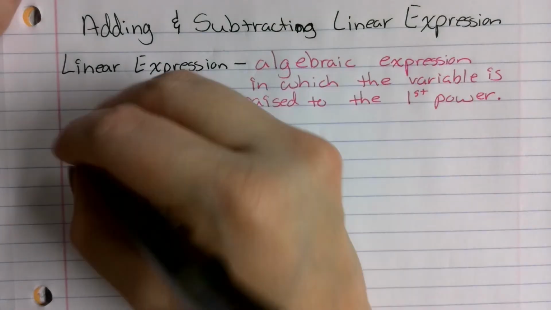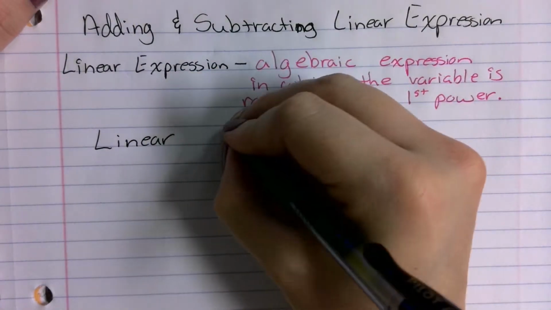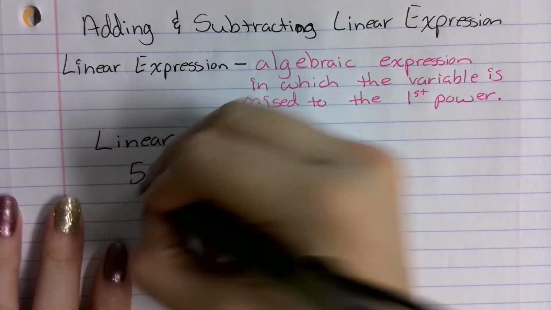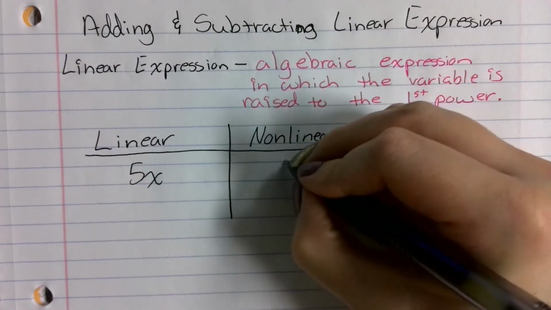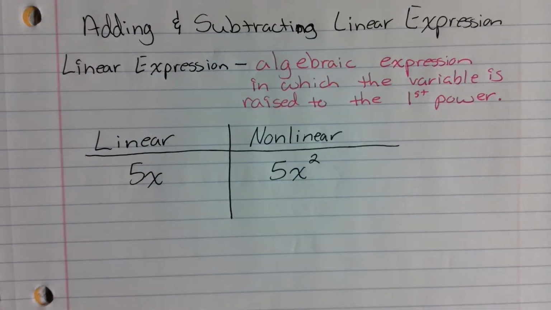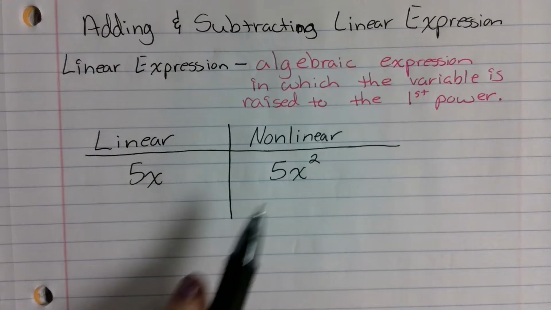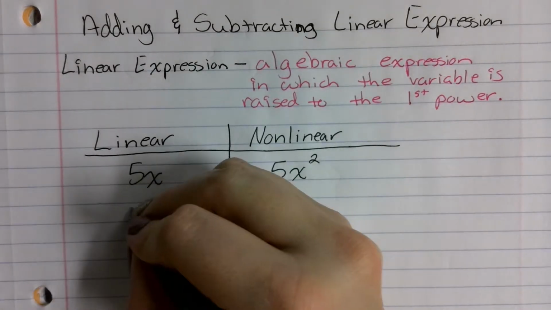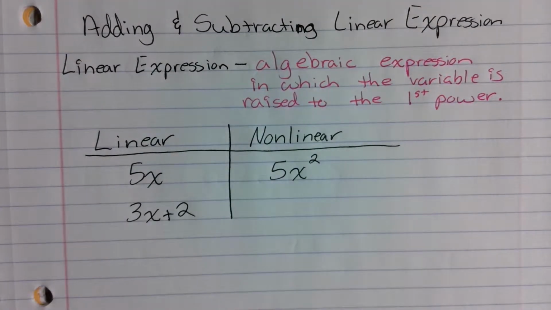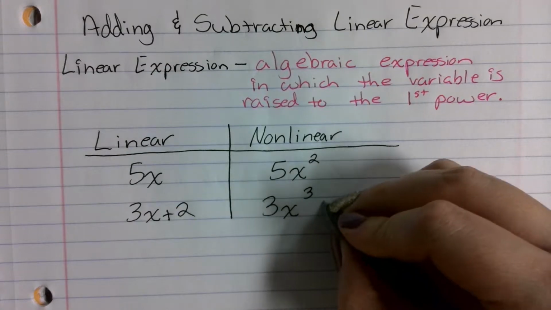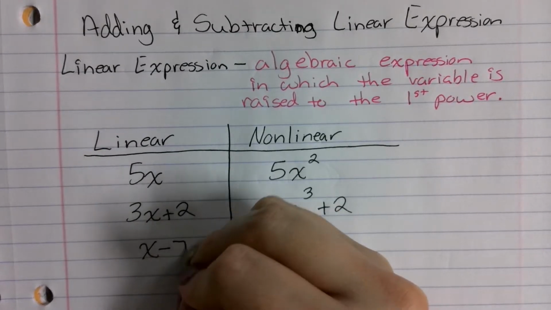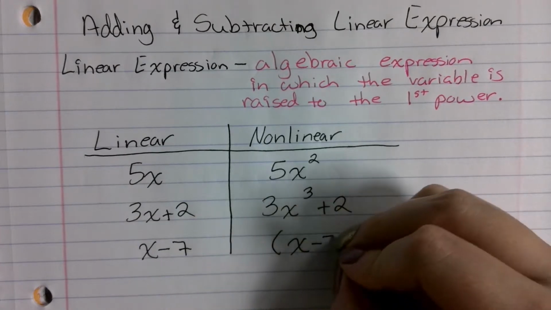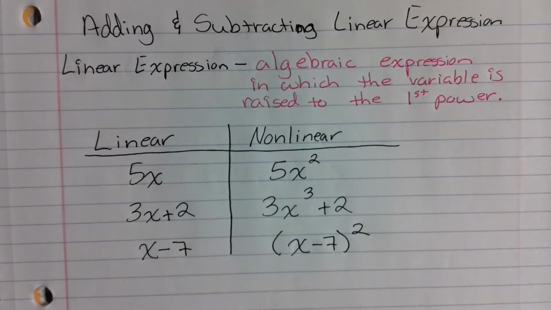Some examples of linear versus nonlinear expressions. 5x is considered to be linear. Nonlinear would be something like 5x squared. Now, if it said 5 squared x, that would be fine, because 5 squared is just the number. But you can't let the variable be squared. If we have 3x plus 2, that's fine. But if you have 3x to the third power plus 2, that's not fine. If you have x minus 7, that's fine. But if you have x minus 7 in parentheses raised to the second power, that's not fine.